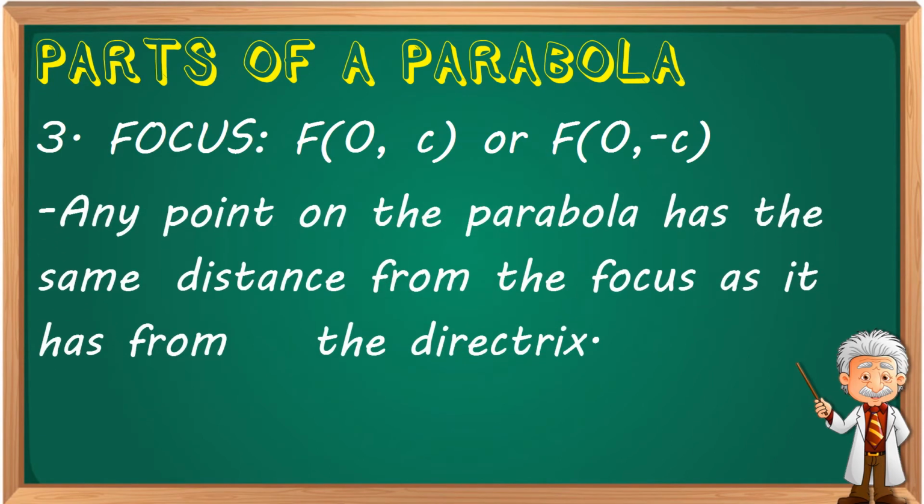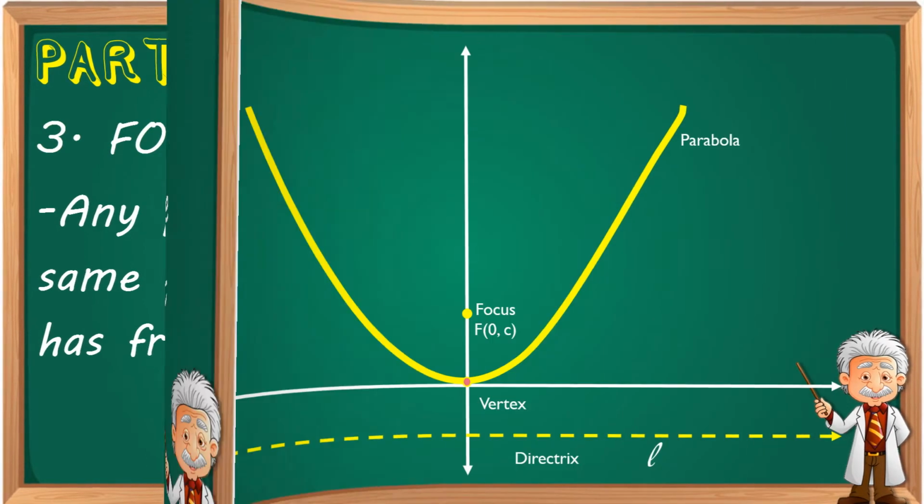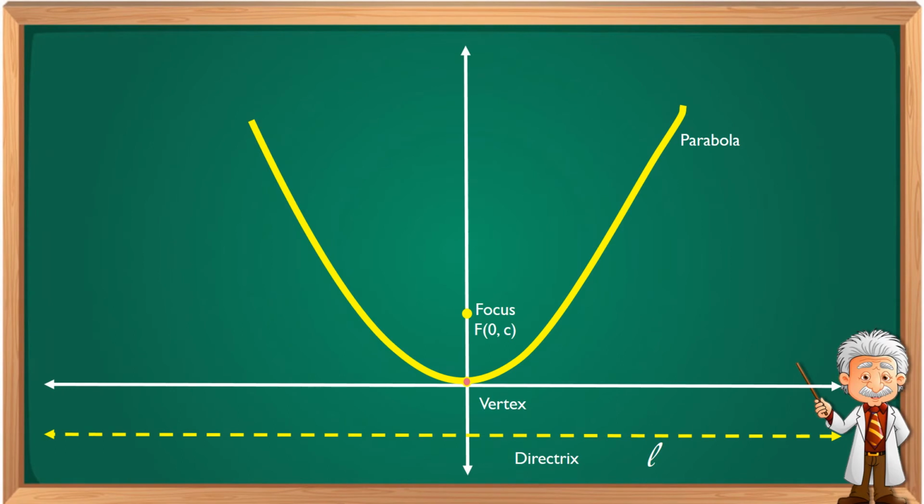Any point on the parabola has the same distance from the focus as it has from the directrix. Ibig sabihin, you point any point on the parabola, equidistant siya from the point to the focus, equidistant from the point to the directrix. So, let's illustrate. So, this is our parabola. It has a focus of point F, 0, C, and a directrix below the vertex.